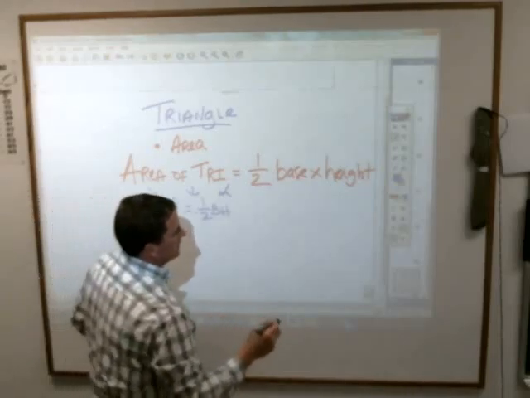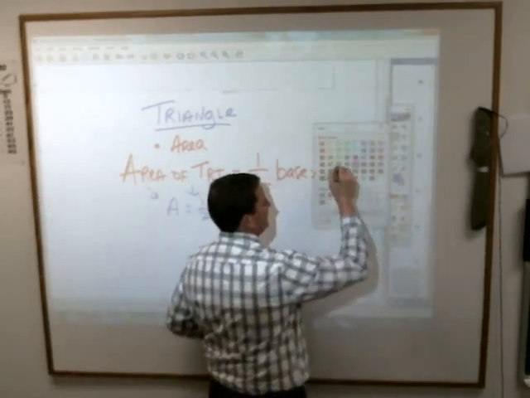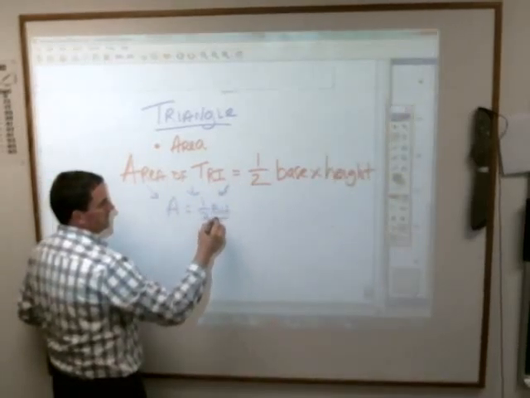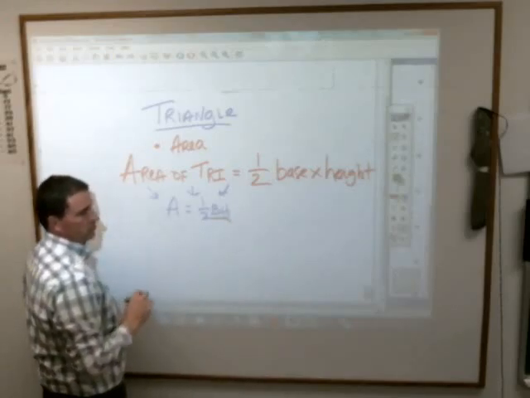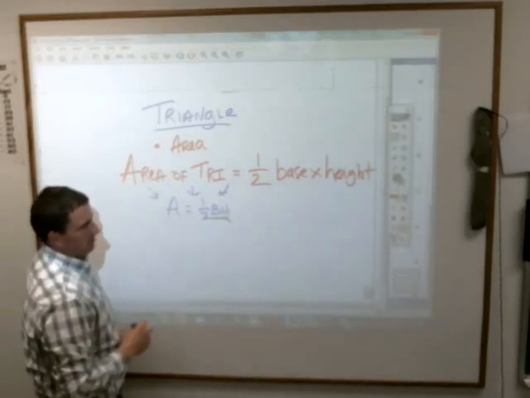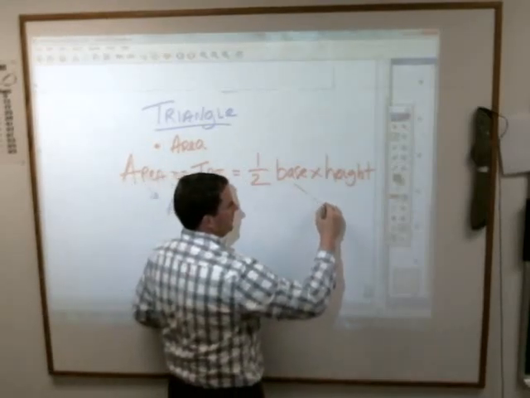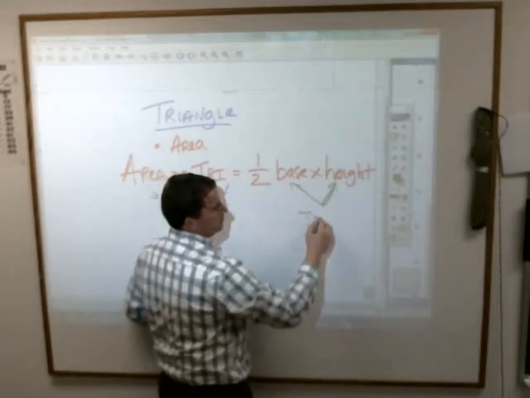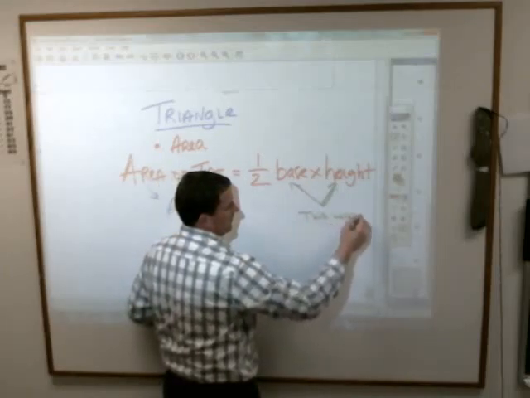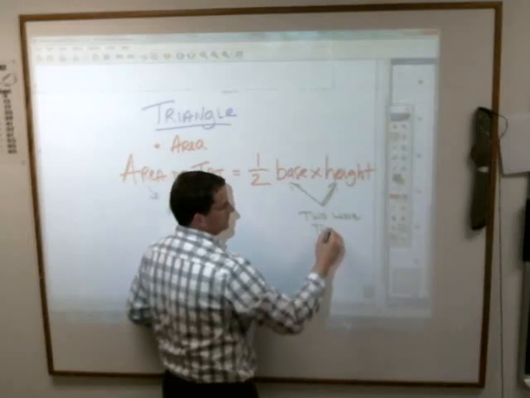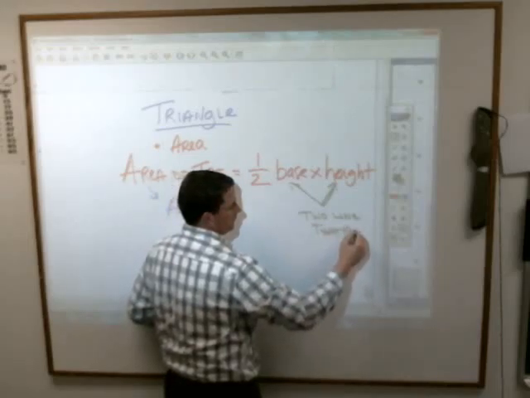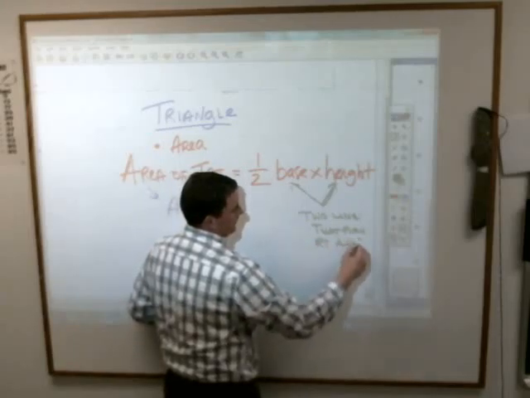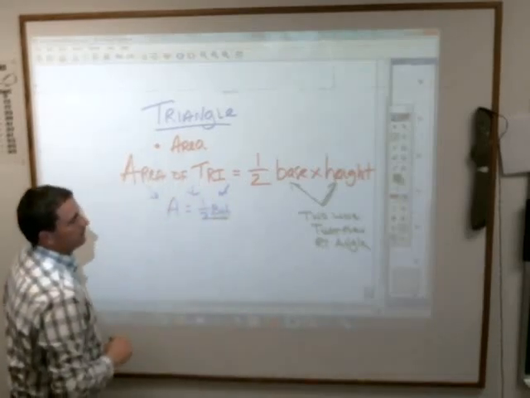This is where we have to be big-time thinkers. Whenever in math you see these two letters next to each other, the base and the height, in math they are always the two lines that form a right angle. They have to make a right angle.